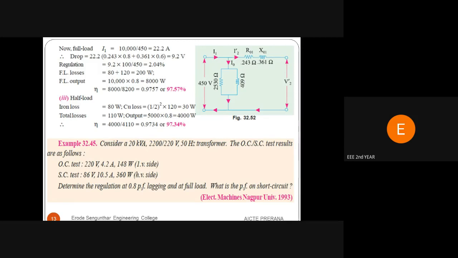The 4,000 output power divided by output power plus losses. So output power equals 4,000, losses equal 110 watts. We can get the efficiency value 97.34%. From off-load to full load, the efficiency comparison only slightly differs. So it is an increasing nature from zero, no load, to full load. Okay, it is a practice problem for you.